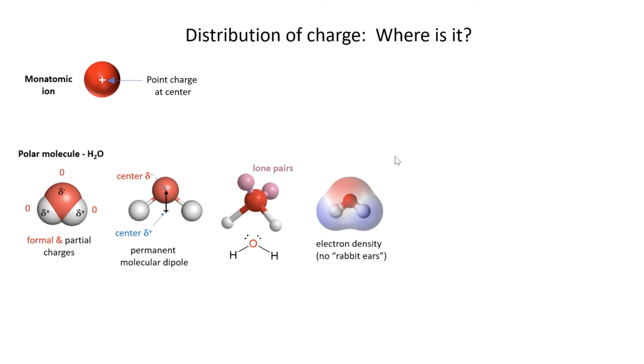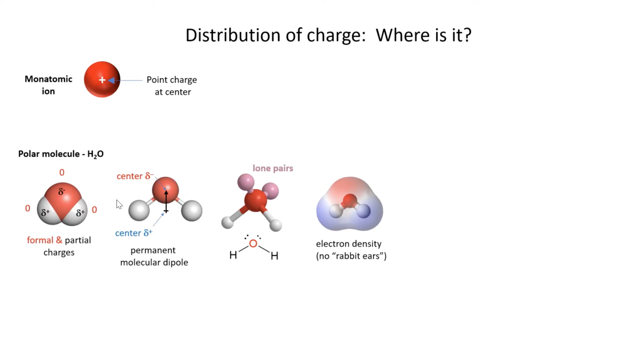For a polar molecule like water, it's more complicated. Where are the partial charges? Water is shown in 5 different renderings: space fill, ball and stick, Lewis structure with lone pairs, a ball and stick with lone pairs, and the electron surface density. Now we know that the oxygen-hydrogen bond is polar covalent, leaving oxygen slightly negative and each of the hydrogens slightly positive. However, the formal charge on each of these atoms is 0.